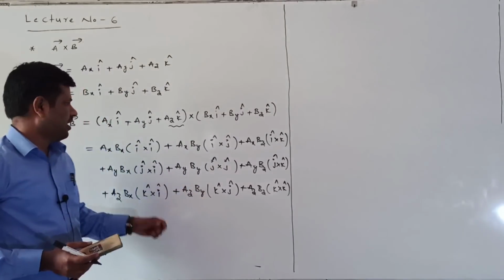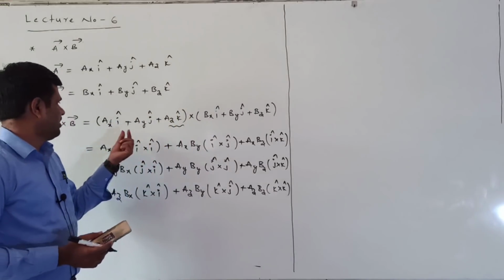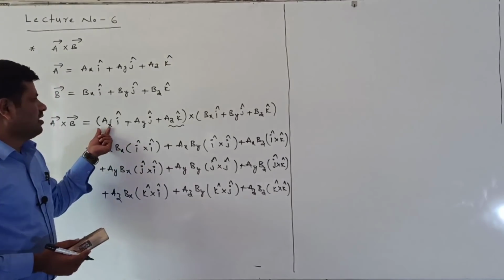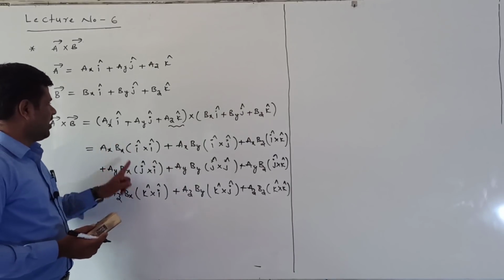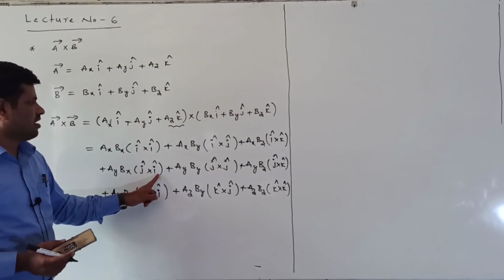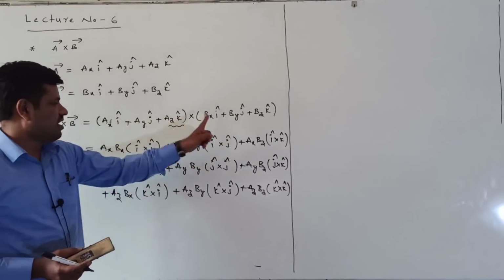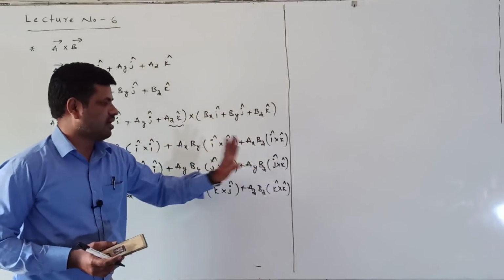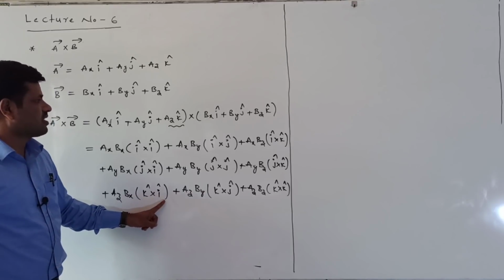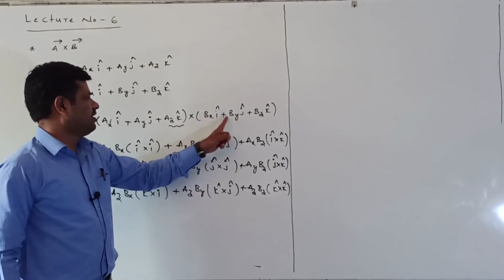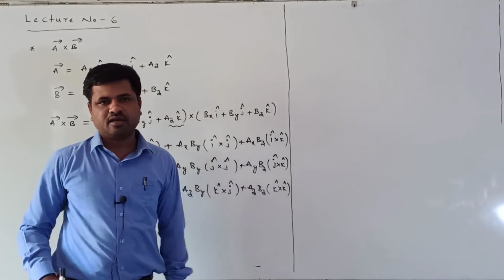Right, once again we will check here. Ax bx into i cap cross i cap, ax by into i cap cross j cap, ax bz into i cap cross k cap, next ay bx into j cap cross i cap, ay by into j cap cross j cap, next ay bz into j cap cross k cap, next az bx into k cap cross i cap, next az by into k cap cross j cap, next az bz into k cap cross k cap.